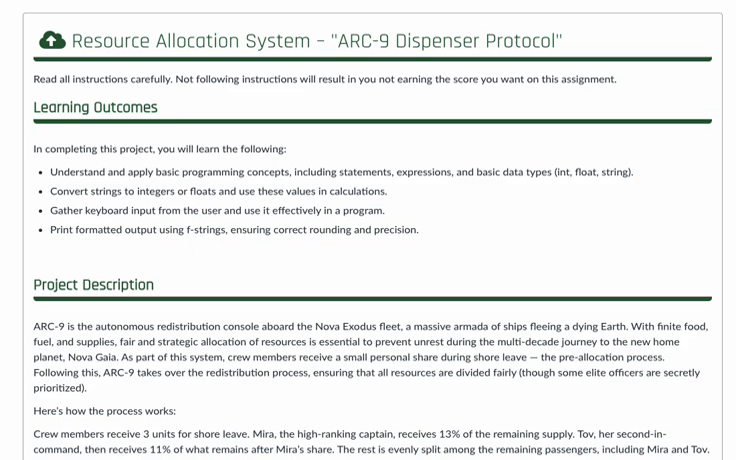Okay, so our first project is the resource allocation system, which is called the ARC9 dispenser protocol. For each project, make sure you read the project description very, very carefully. This is really important. You need to read it twice, thrice, as many times as you need before you understand it completely. So do not start writing code. The coding part is at the very last part of any project's solution.